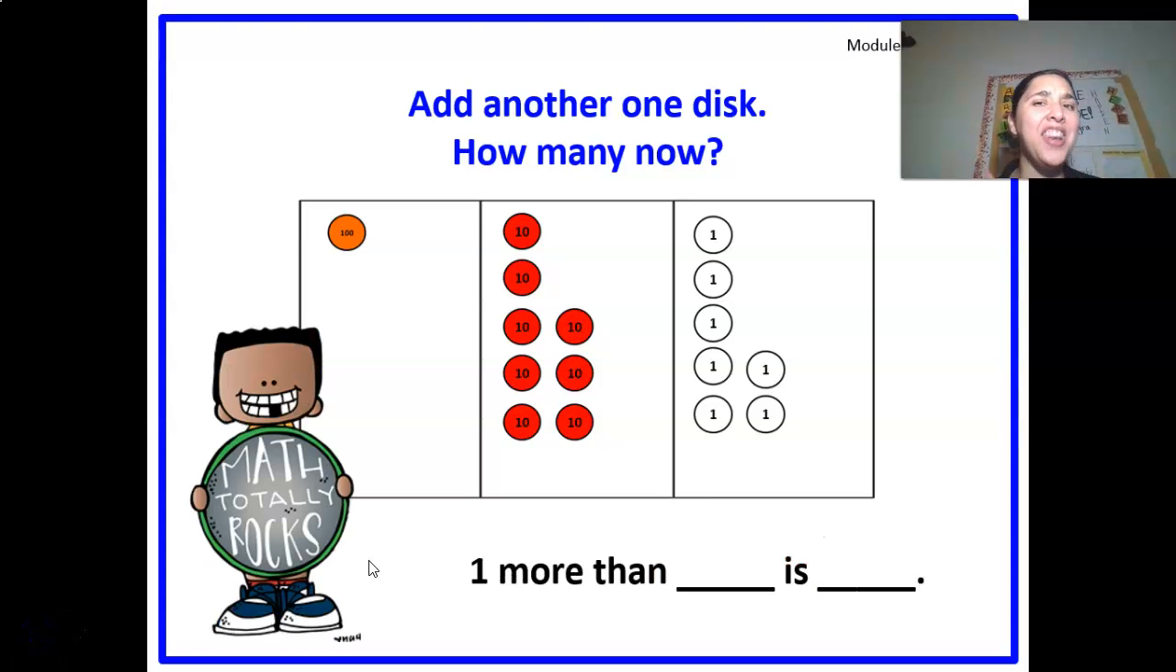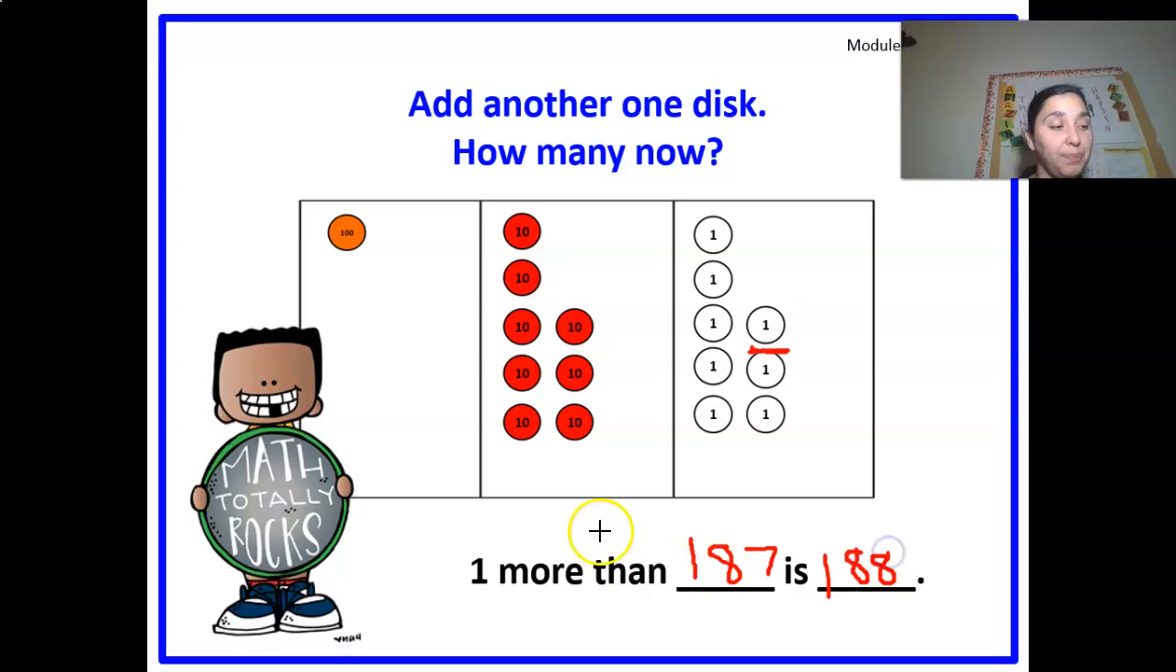Now we're going to add another 1 disc. Are you ready? We had 187. How many now? We're using our sentence frame one more time. One more than 187 is 188, boys and girls.